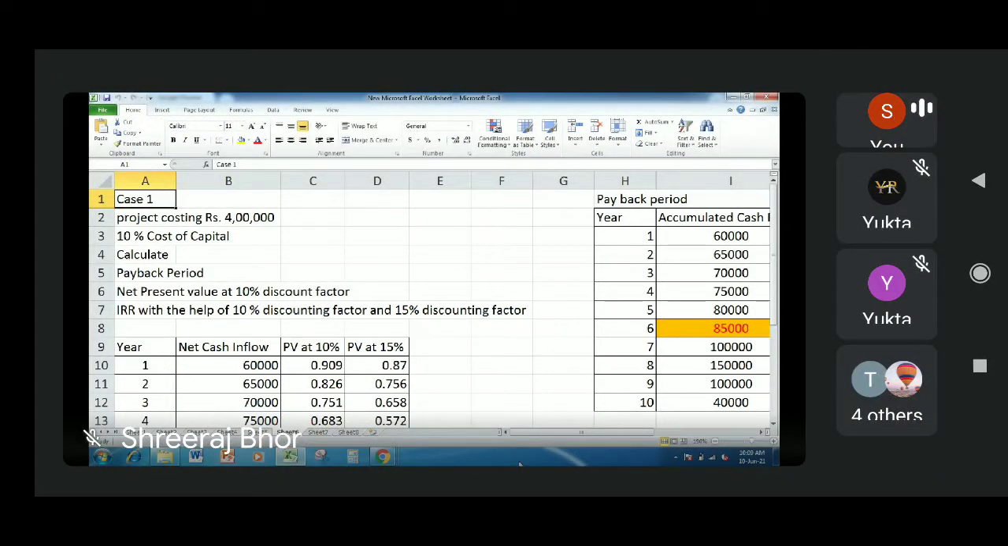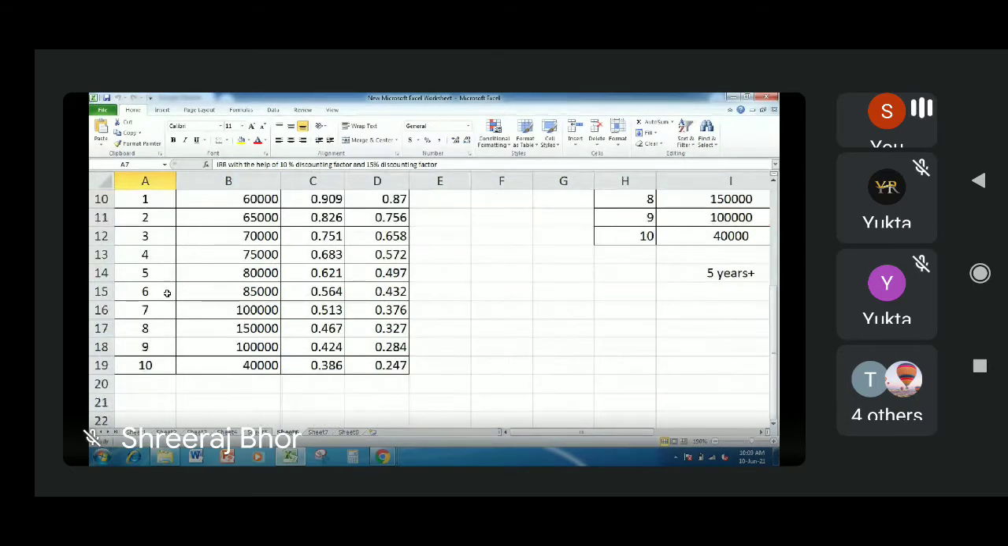This is the first problem of capital budgeting. The project cost is 4 lakh. It is a cash outflow. The cost of capital is 10%. This information is given. We are supposed to calculate the payback period, net present value, and ARR. So this data is provided.